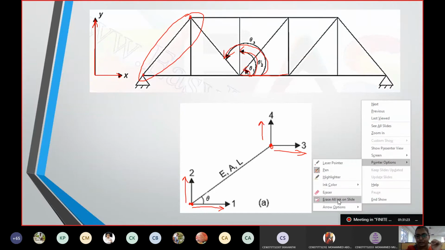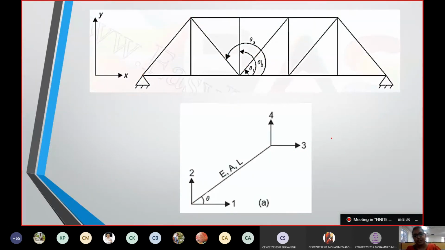You take down the figure, please. Take down the truss figure and the element figure. E is the Young's modulus, A is the area of cross section, and L is the length. And theta is the inclination of the member with the horizontal. Please mention that theta is the inclination of the element with the horizontal. We are going to consider theta always from the horizontal.